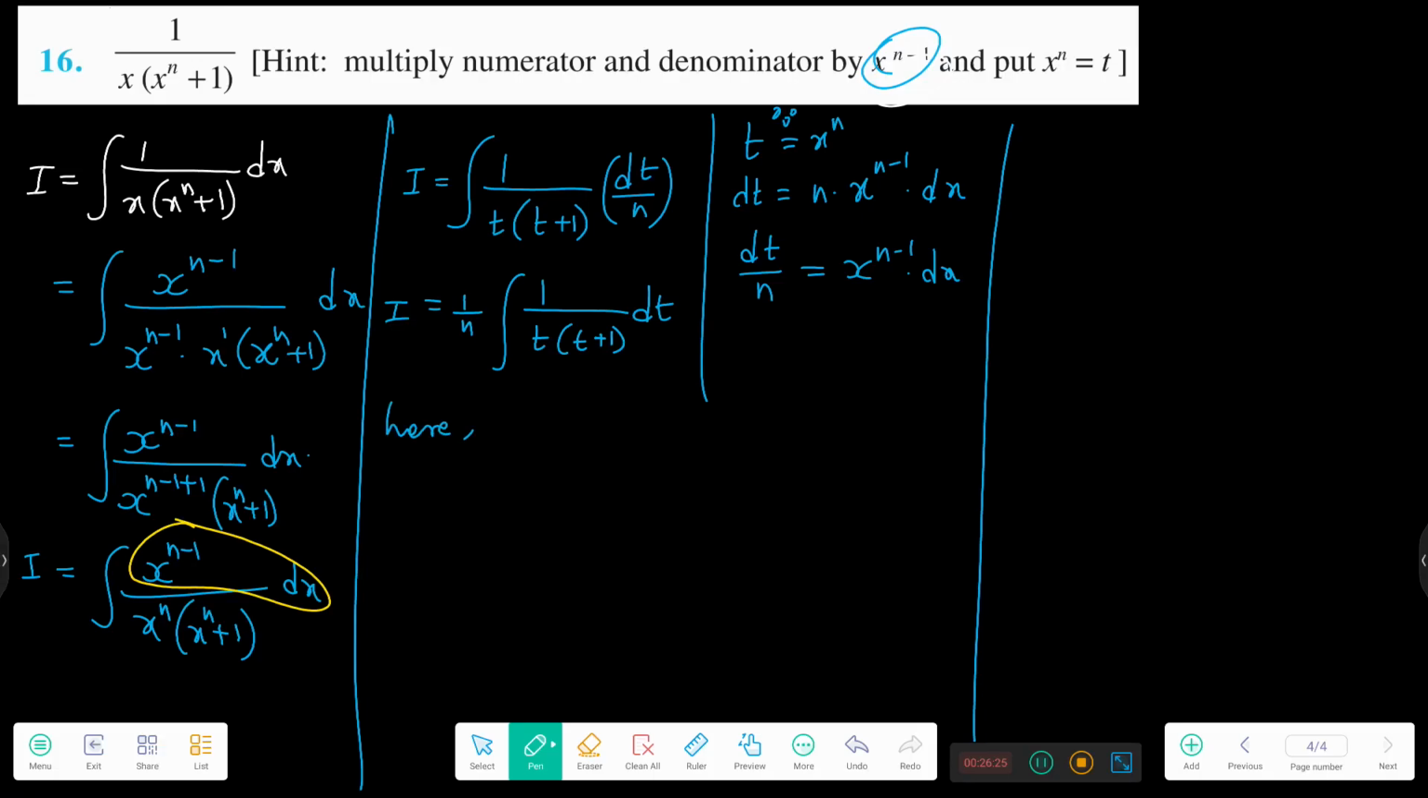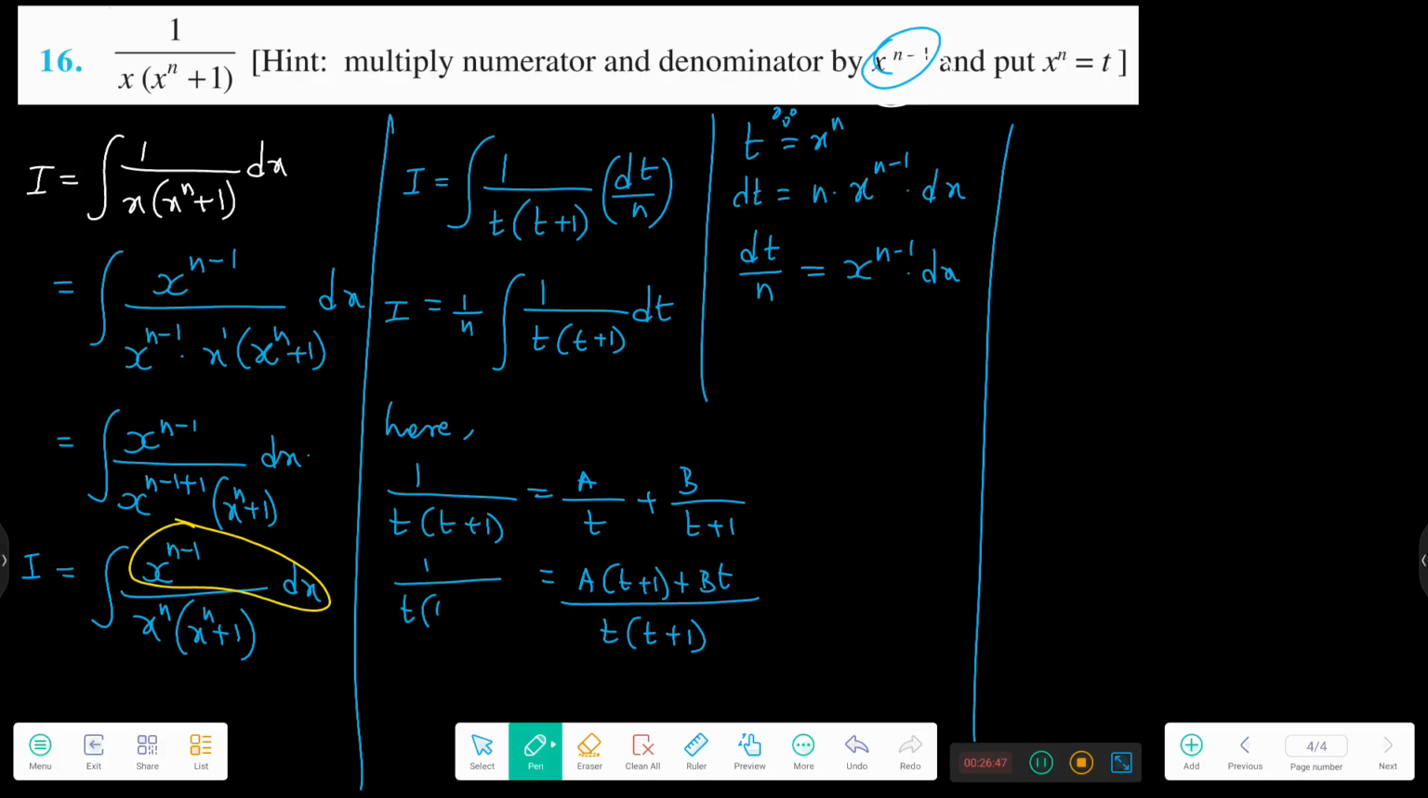Now you can go to normal simplification. 1 by n, limit 1 divided by t into t plus 1, like this we will do, so that a divided by t plus b divided by t plus 1, take cross multiply, so that a into t plus 1 plus bt whole divided by t into t plus 1. Here 1 divided by t into t plus 1, the denominator you can cancel when we have the same. So remaining what we have now, 1 equal to a of t plus 1 plus bt.